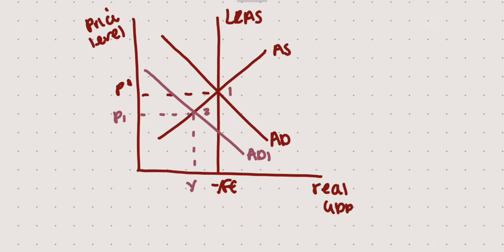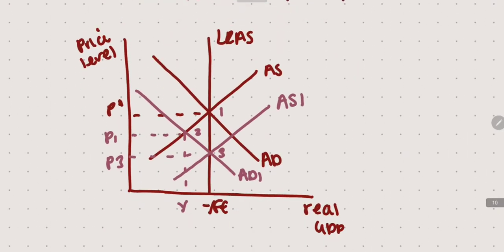So in a theoretical world, what they're going to do is lay off staff and also reduce wages. And if wages are reduced, what's going to happen to aggregate supply? Well, aggregate supply is going to shift outwards. And we can show that on our diagram. AS has moved to AS1, which has marked a new equilibrium at 3. And that moves the price level down to P3. And you can see here that again, we return to that YFE, that full level of employment.